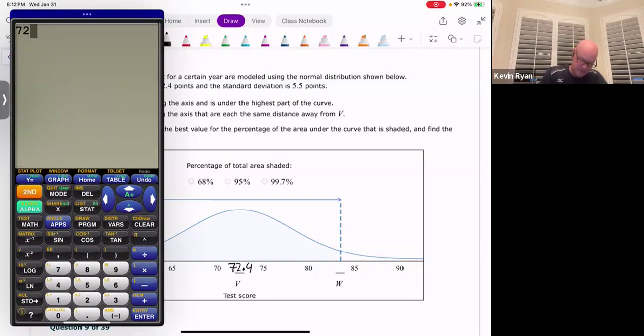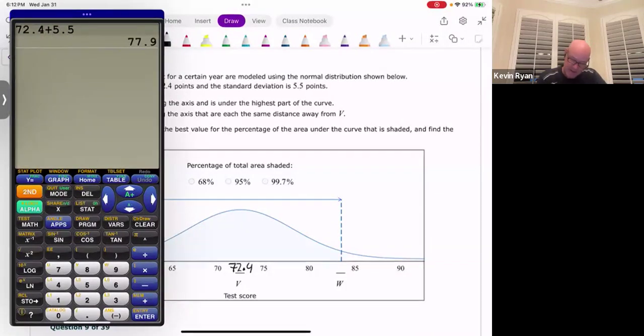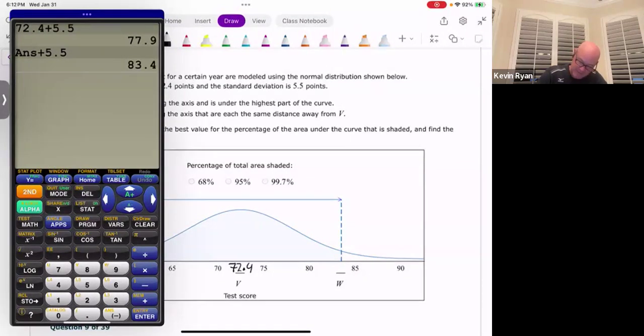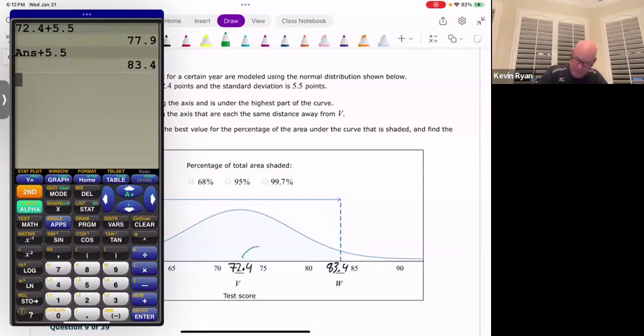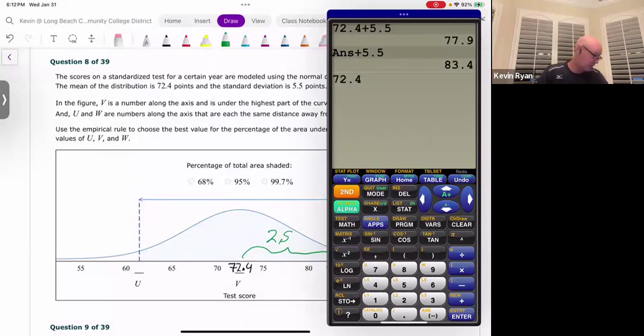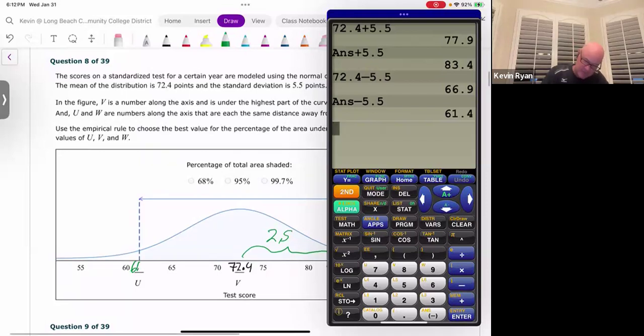So 72.4 plus 5.5, that is not enough. So let's add another standard deviation. There we are, 83.4. And to be clear, we are two standard deviations away. Let's go the other direction now. 72.4 minus 5.5. That is not between 60 and 65, so one more, minus 5.5. There we are, 61.4.